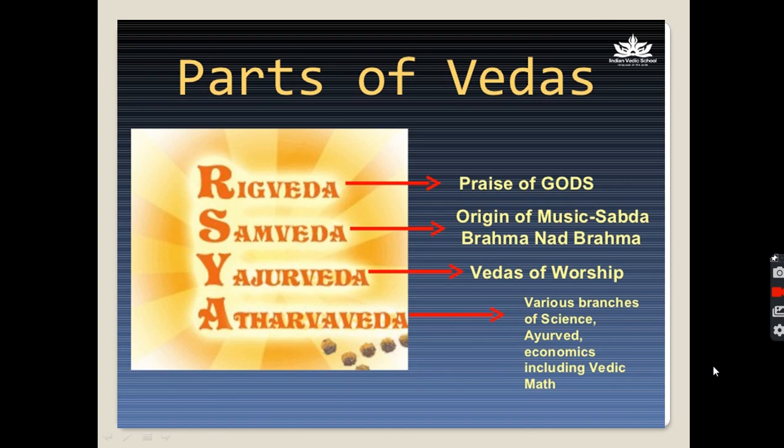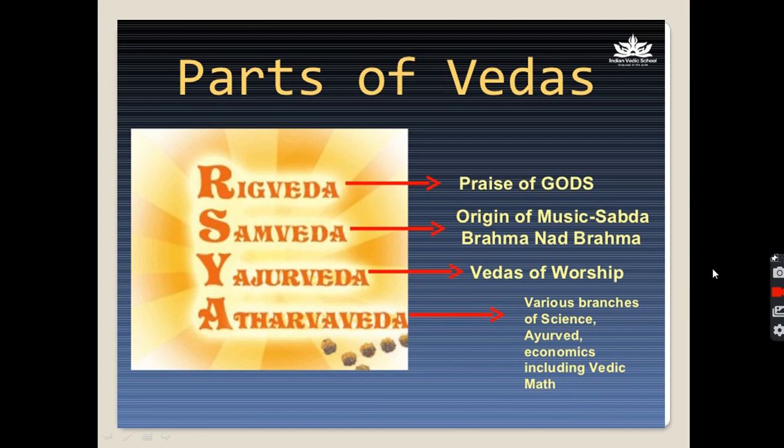And the last point is the Atharva Veda. This Veda is different from the other three Vedas. It is connected with many things in the day-to-day life of the people, and it also provides information about medicinal herbs. Atharva Veda also provides guidance to the king on how he should run his kingdom. Here also some points are given. In the Atharva Veda, we can see the various branches of science, Ayurveda and economics, including Vedic math. These were some points about the four parts of the Vedas.